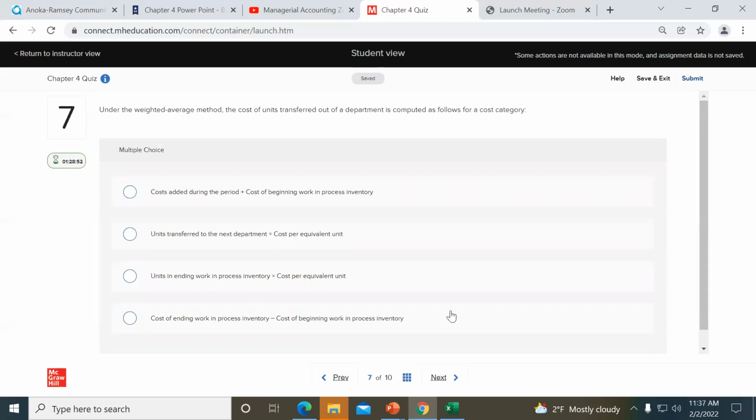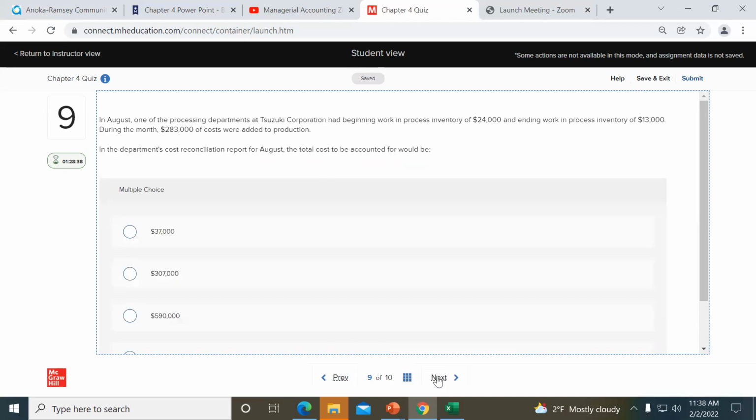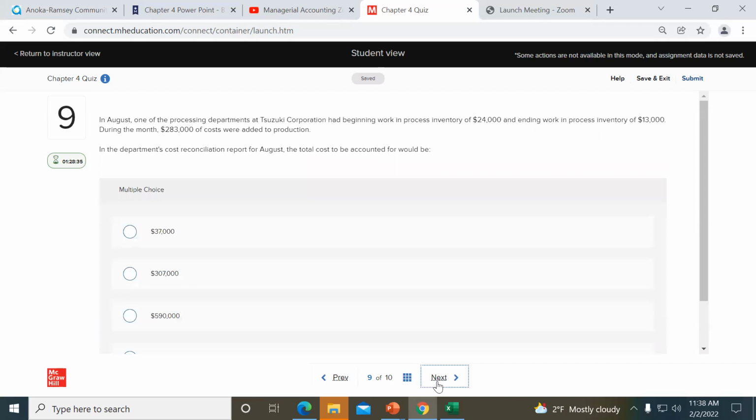Under the weighted average method, the cost of units transferred out of a department is computed as follows. How do you figure out what gets transferred out? Cost of ending WIP, the cost reconciliation report, and the beginning work in process. Truly, it's going to take you knowing how to do it in order to answer the questions correctly. But it's pretty straightforward. I mean, this is a new concept, but there's just a few of the concepts we're having to pick up this week. Okay? You think you can handle it?